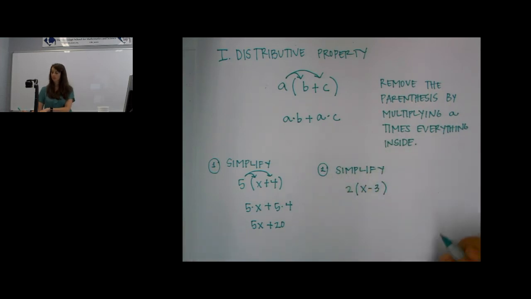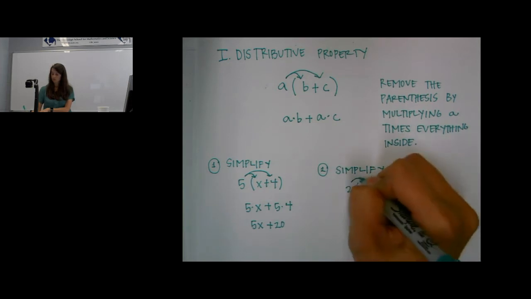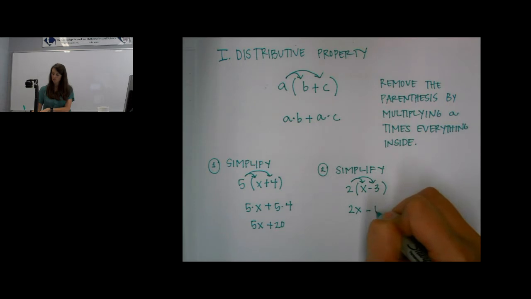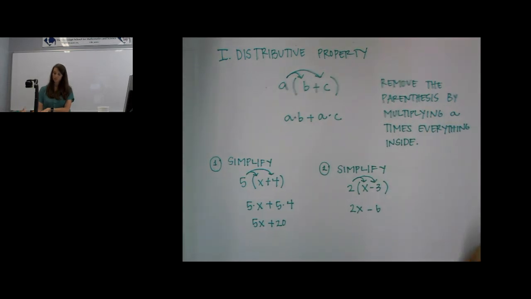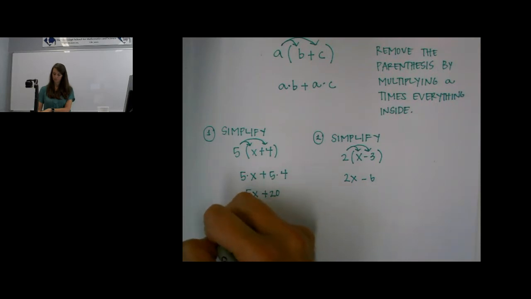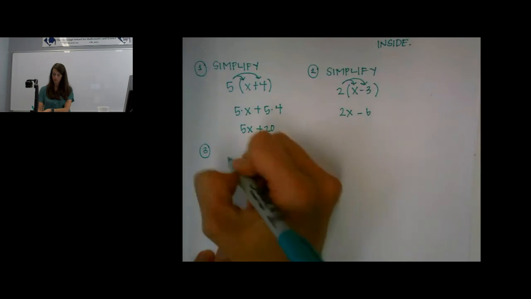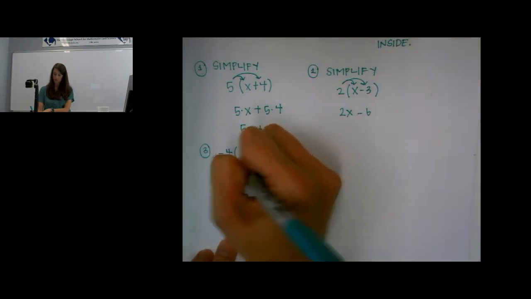Okay, so what about this one? I'm going to say 2 times x, which is a 2x, 2 times negative 3, which is a negative 6. Okay, I'm not going to write simplify there, but you kind of know that that's what we're going to do.